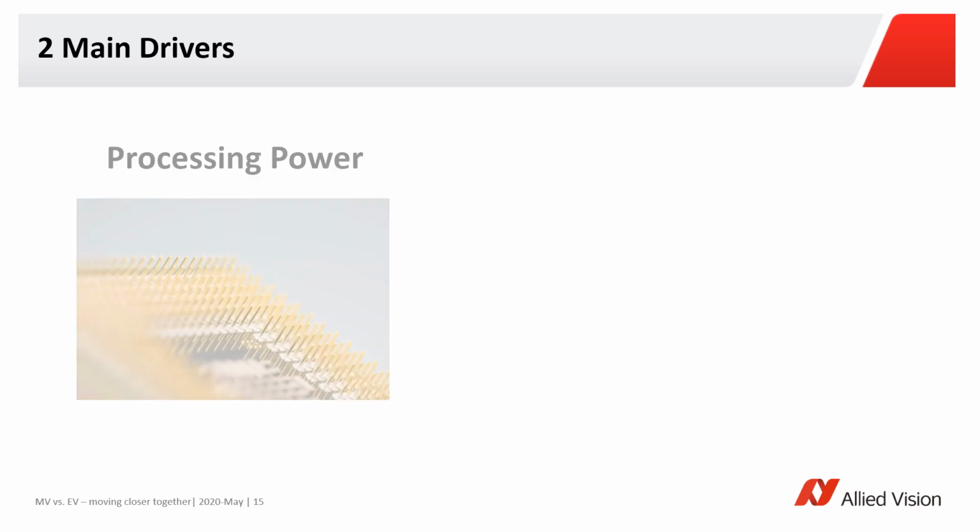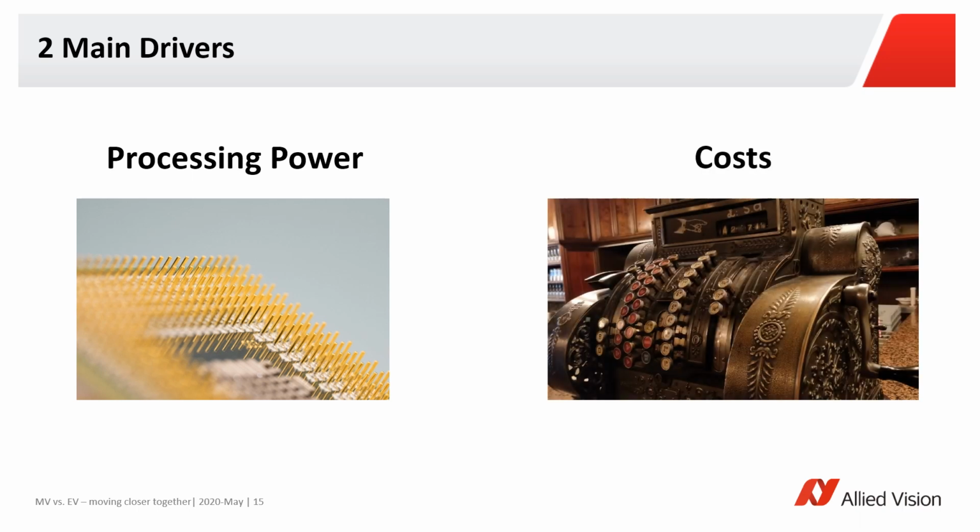I believe there are two main drivers for this development. One is processing power, and the development of it follows Moore's law, which means it is increasing at an exponential rate, making more and more processing power available in ever decreasing footprint. The other is costs. The costs for electronic equipment has decreased significantly over time and will continue to decrease.